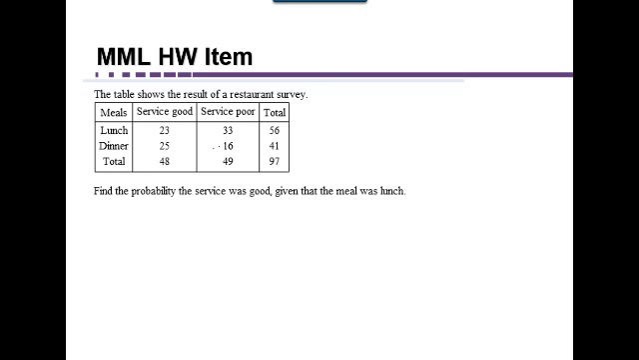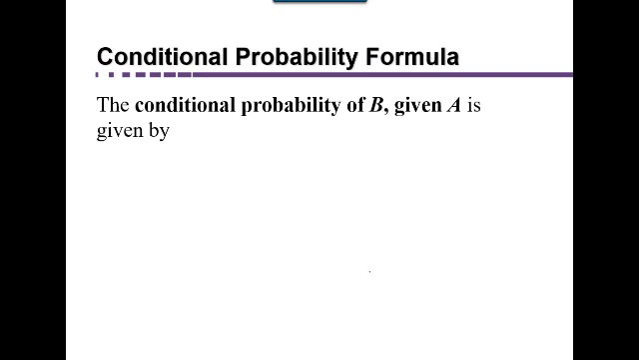Okay, so let's look at this, my math lab problem. It says the table shows the result of a restaurant survey, and we see that people were interviewed during lunch and dinner, and they were asked if the service was good or the service was poor, and we have recorded the results here. We're asked to find the probability that the service was good given that the meal was lunch. Okay, so let me just go back.